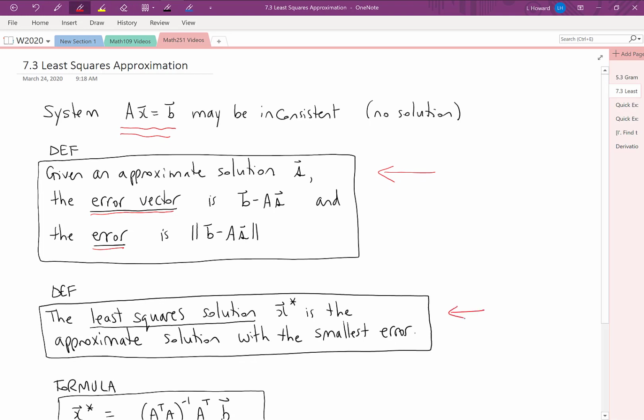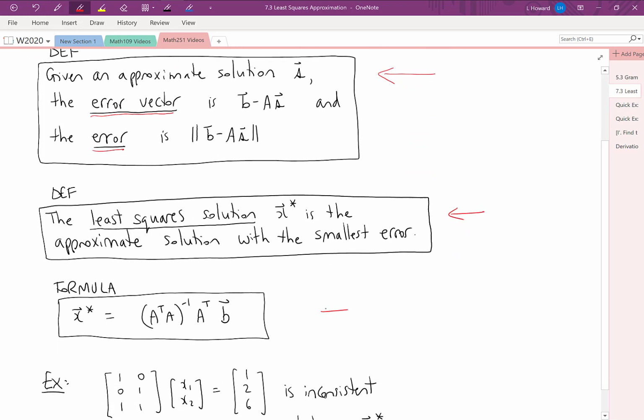The least squares solution, which in symbols we're going to write x star because it's a special solution. The least squares solution is the approximate solution with the smallest error. So it is the best possible solution to the system, given that the system is not actually solvable. And here's the formula that we're going to be using to find this least squares solution. We're actually going to derive the formula at the end of this video, but for now we'll just practice using the formula and make sure that we understand conceptually what's happening.